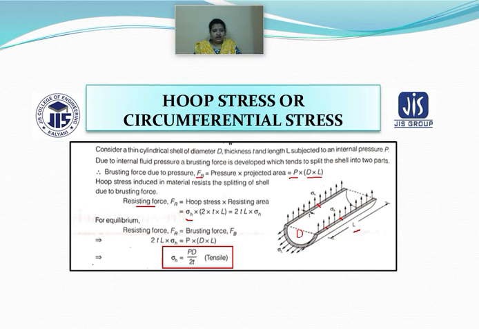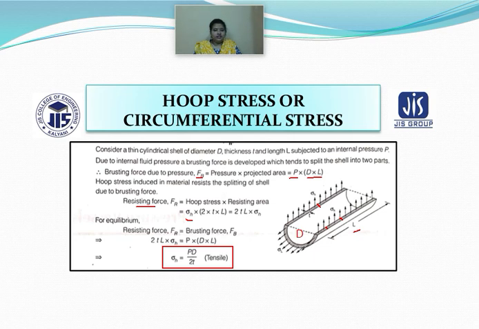So just have a look at this particular thing once more so that it is perfectly clear to all of you. For hoop stress, you have to consider a thin cylindrical cell of diameter capital D, the thickness considered as small t, and the length as L. And there you are seeing that hoop stress is induced in the material to resist the splitting of the cell due to the bursting force.